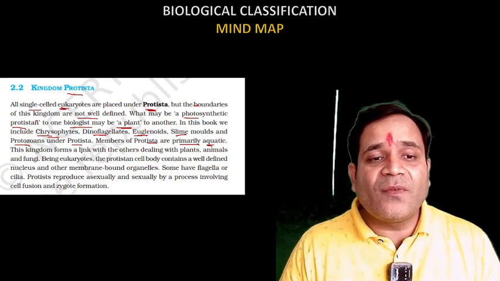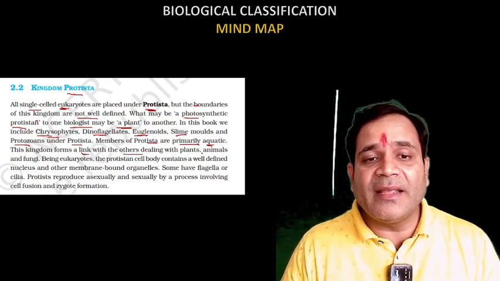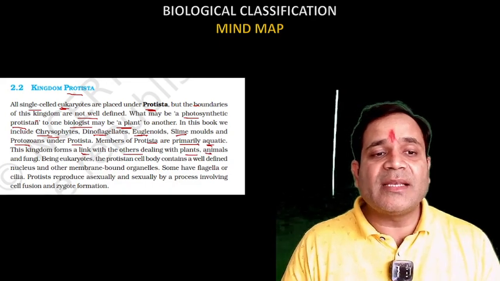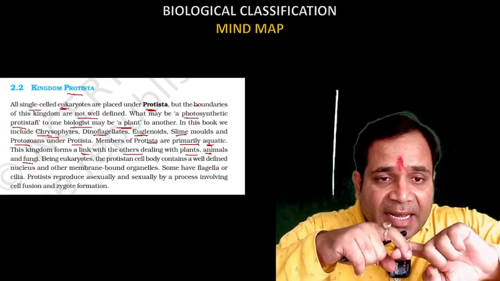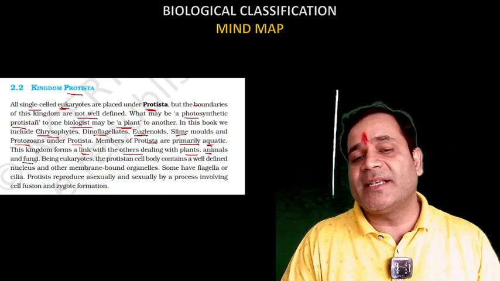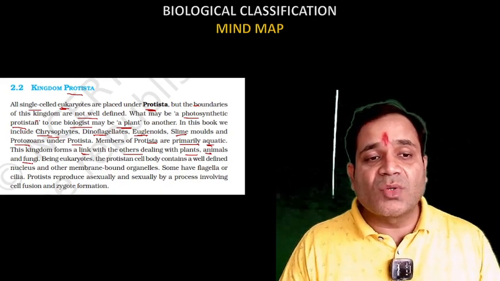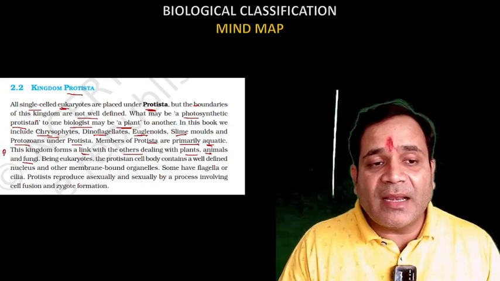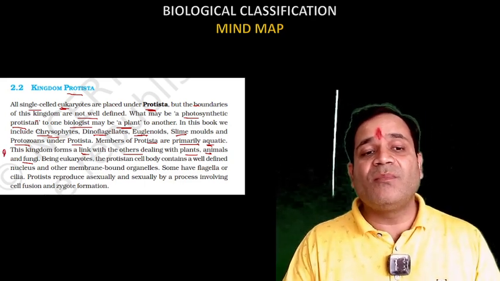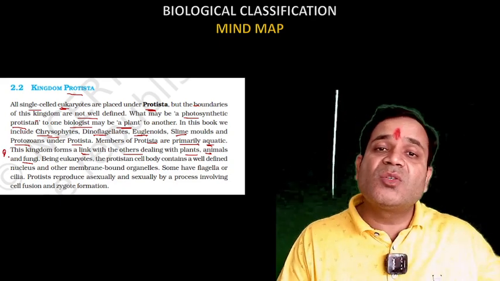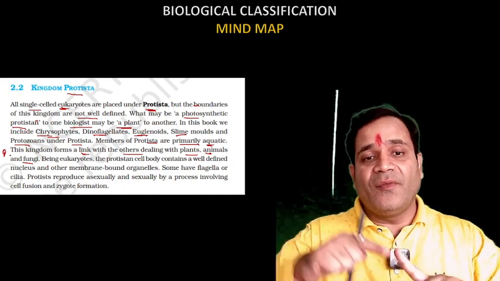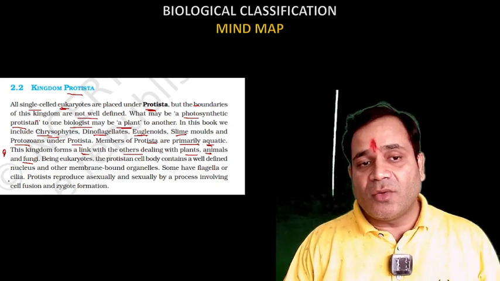So this kingdom forms a link with the other kingdoms dealing with plants, animals and fungi. See, this is the only kingdom which links with plants, animals and fungi. This is a very important line, my dear. This is a very important line of the NCERT. A question may arise: which kingdom links plants, animals and fungi? Kingdom Protista, my dear.